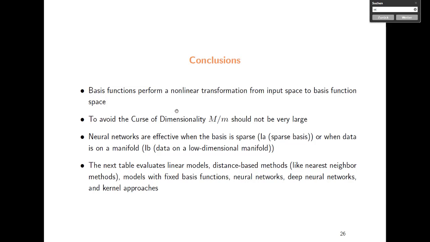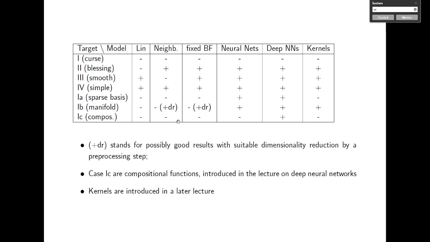Yeah, so I want to end with some table here, which discusses different approaches, and maybe some of them will be introduced later and might be clearer in later lectures. So the first case, remember, was the curse of dimensionality. Large M but low smoothness. So linear systems don't work because we need high complexity. Neighborhood methods don't work, like nearest neighbor methods. Fixed basis functions don't work. Neural networks don't work. Deep neural networks don't work. Kernels don't work. So this is really a curse because nothing works.